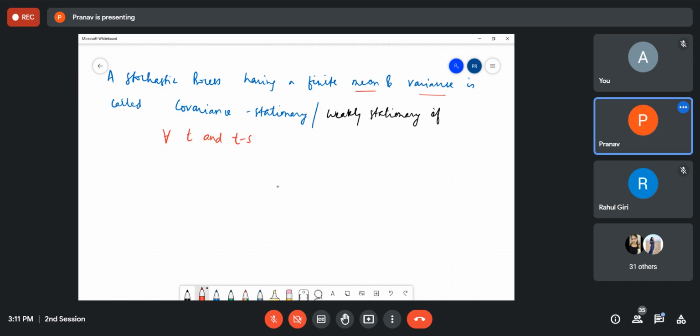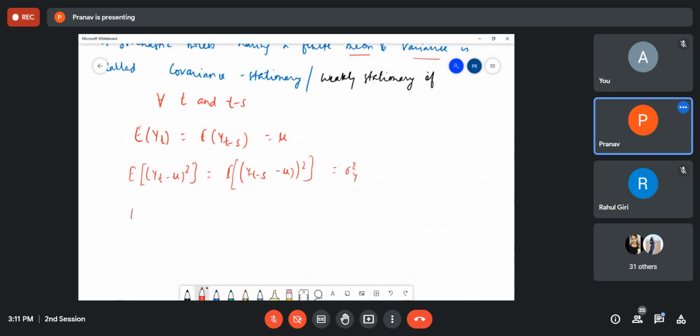Expected value of yt is equal to expected value of yt minus s, which is mu. Expected value of (yt minus mu) squared is equal to expected value of (yt minus s minus mu) squared, which is equal to sigma squared y. And expected value of (yt minus mu) into (yt minus s minus mu), which is the covariance of yt with yt minus s, is equal to expected value of (yt minus j minus mu) into (yt minus s minus j minus mu).